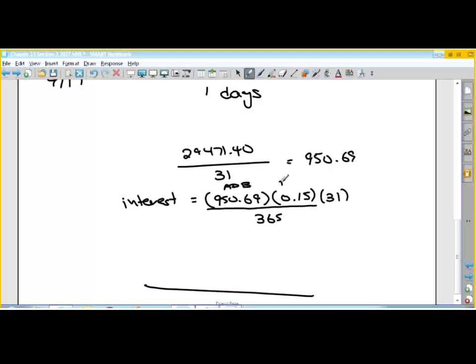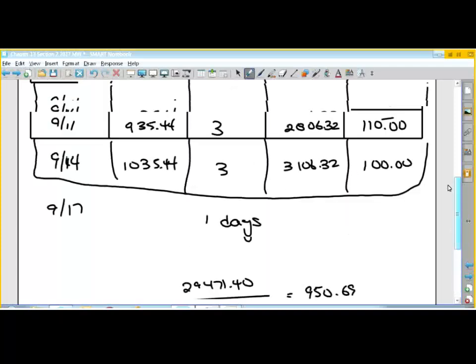So this is my average daily balance. This is my interest rate. This is my number of days. This is days per year. So that'll give me my daily interest rate, multiplied by the number of days. That reflects the fact that some months have 30 days, some have 31. Okay, so let's see what I get. Times 0.15 divided by 365 times 31, $12.11. Okay, so my interest is $12.11.